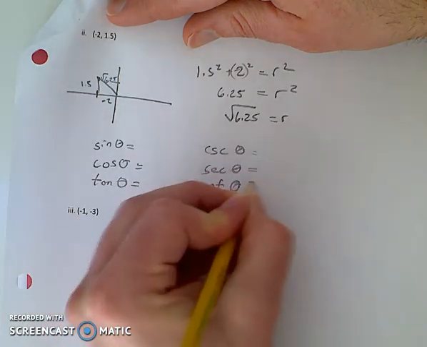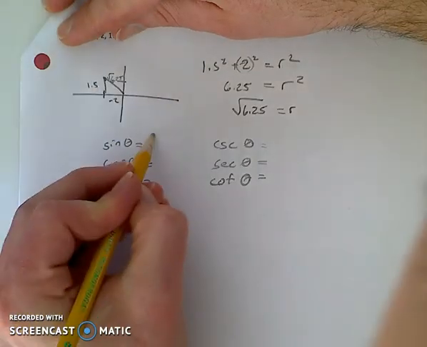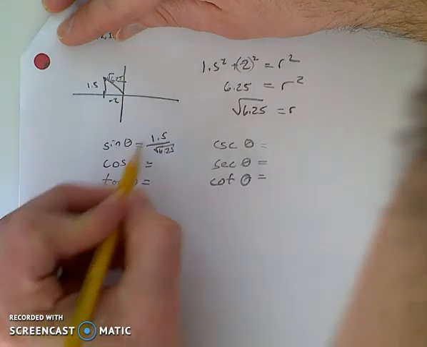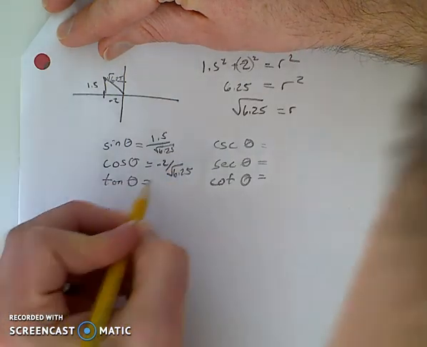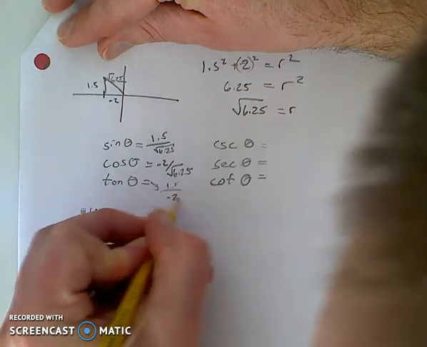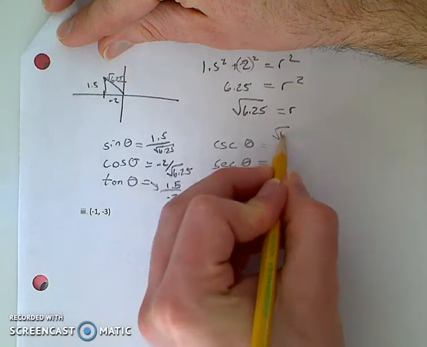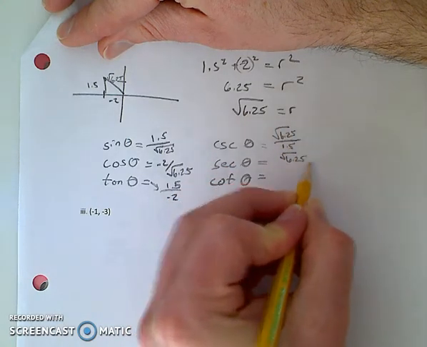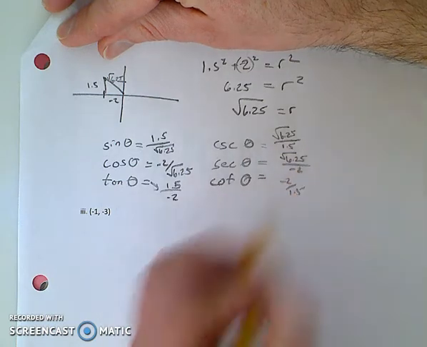That is set. And so we've got y, 1.5 over the square root of 6.25. Cosine theta, negative 2 over the square root of 6.25. And tan theta, y over x, 1.5 over negative 2. Then again, we just flip these: the square root of 6.25 over 1.5, the square root of 6.25 over negative 2, and cotangent negative 2 over 1.5.